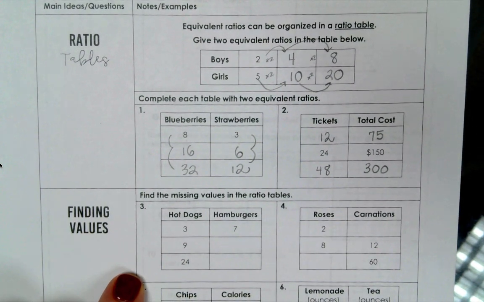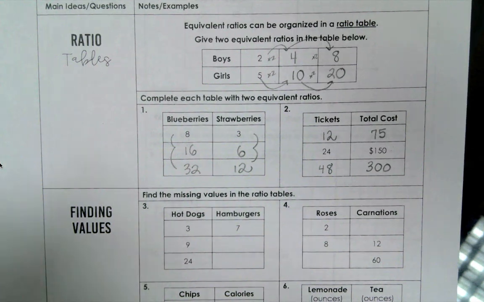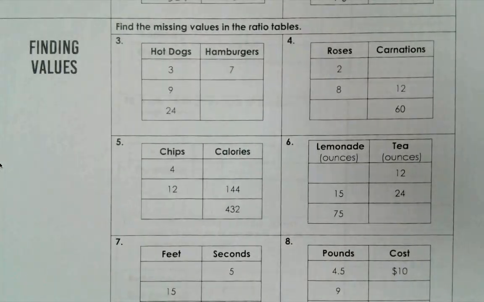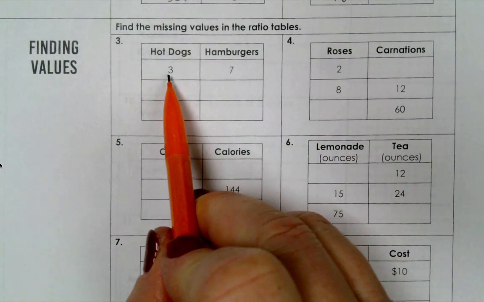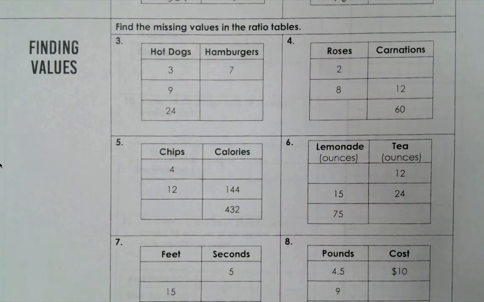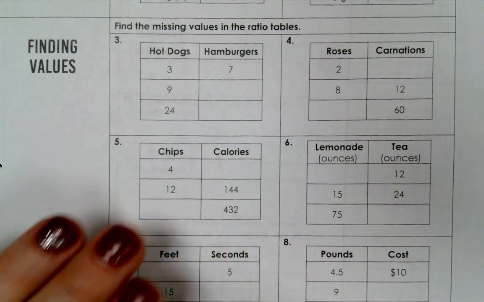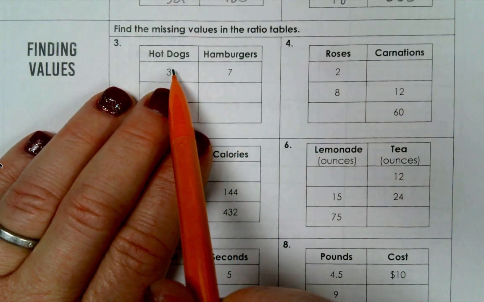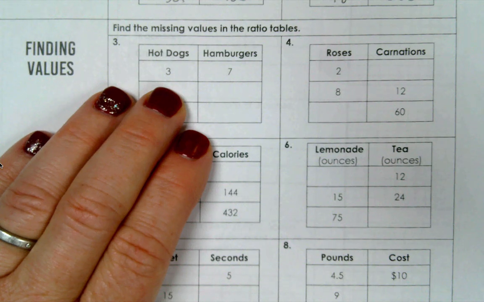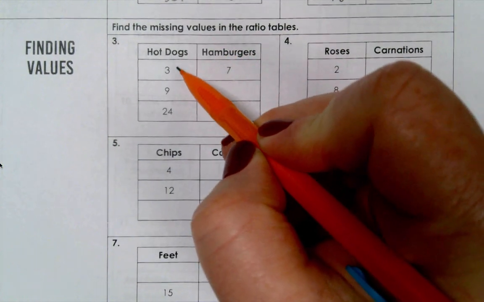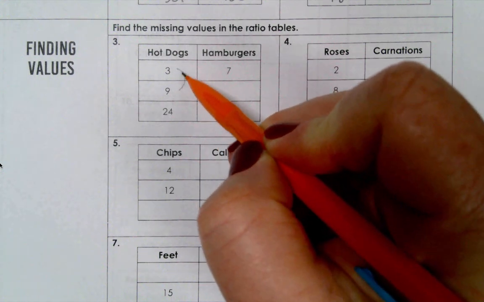Number 3, find the missing values in our ratio tables. We have a lot of examples of things that can be thrown at you. So let's look at this. So 3 to 7. This time I have my ratio 3 to 7. We know this is a simplified ratio because the greatest common factor is 1. And so I've got to ask myself, what happened from 3 to 9? How did I get from 3 to 9?